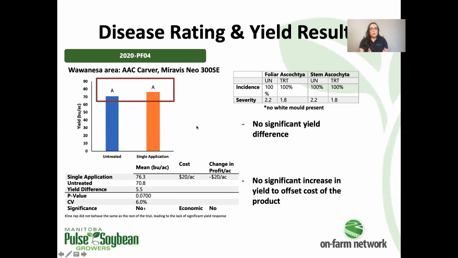In this case, there was no cause to remove that replicate. It wasn't a statistical outlier. There was nothing agronomic that would suggest something was goofy and it should be removed from the data set. So it was kept in there.